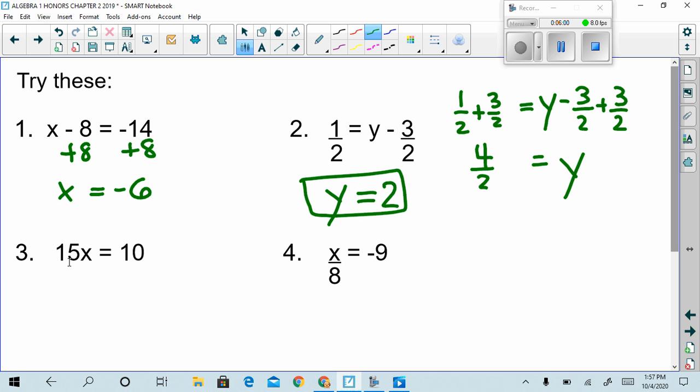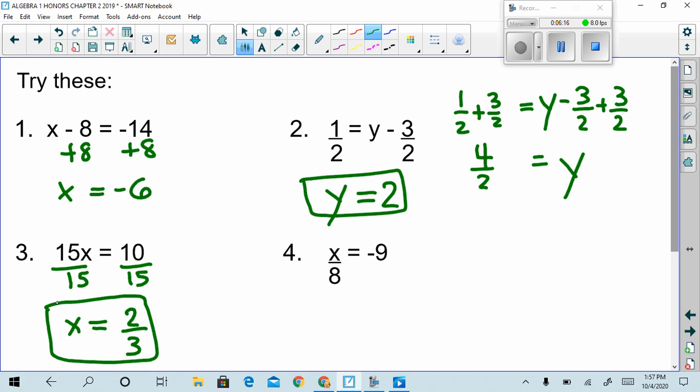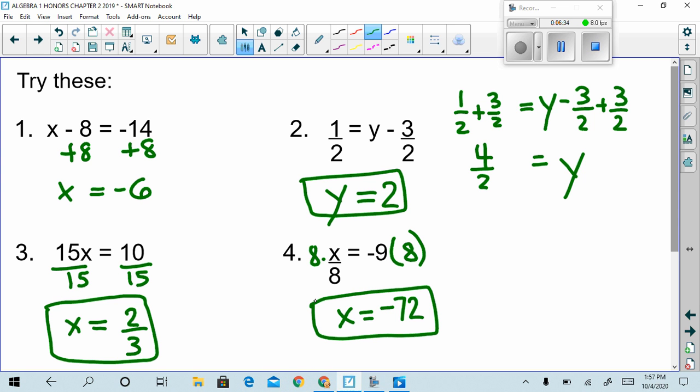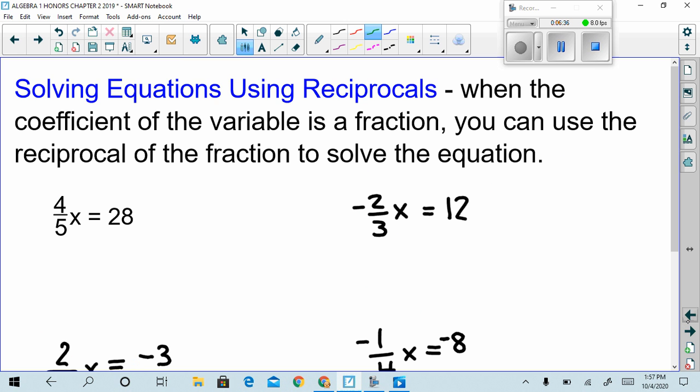Third problem, it's multiplication. So the division property of equality says if I divide both sides by 15, I can isolate my variable. If I simplify and divide by 5, I get an answer of 2/3. Last problem, let's multiply. Since I see division, the inverse would be to multiply both sides by 8. We're also getting a chance to review our rules of real numbers. A negative times a positive is a negative. And that's all there is to the one-step equations.